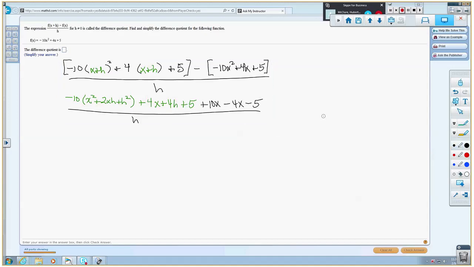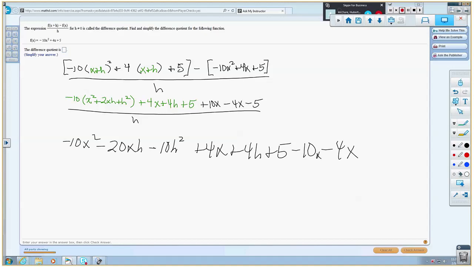Now, distribute the negative 10. And that's going to give you negative 10x squared minus 20xh minus 10h squared plus 4x plus 4h plus 5 minus 10x minus 4x squared. Yes, thank you. Minus 4x minus 5 all over h.